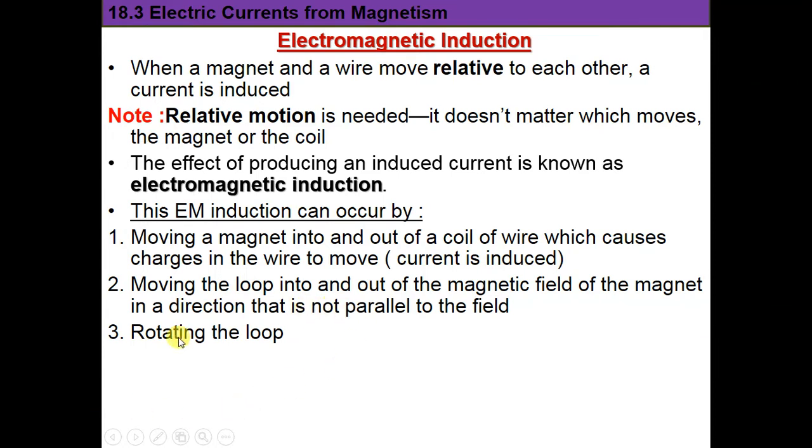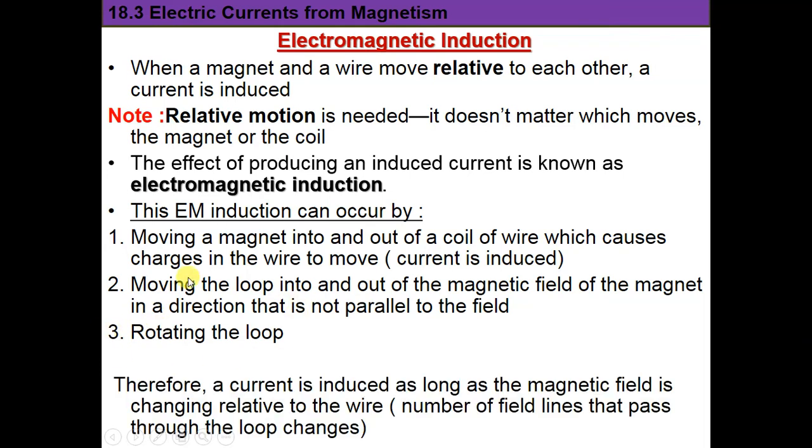Or rotating the loop around the magnet, or around the magnetic field of the magnet. Therefore, current is induced as long as the magnetic field is changing relative to the wire. What does it mean that the magnetic field is changing? It means the field lines around the magnet are changing.